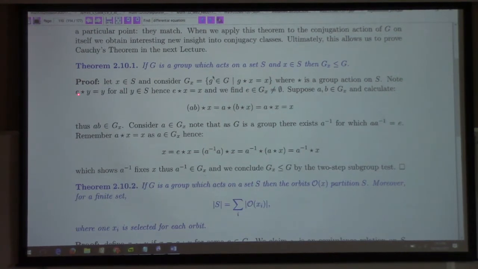So definitely the identity is in the stabilizer, right? And how about if you take two things in the stabilizer? Suppose a and b are in the stabilizer of x. Then ab acting on x is a acting on b acting on x. This is by axiom 2 of the group action, right? But remember, b acting on x is x again because b is in the stabilizer. But then a is in the stabilizer, so you get back x again, but this is exactly what it takes to be a member of the stabilizer. So ab is in the stabilizer of x. And here's the proof that the inverse is also in there. So by the subgroup test theorem, we get that this is a subgroup of G.